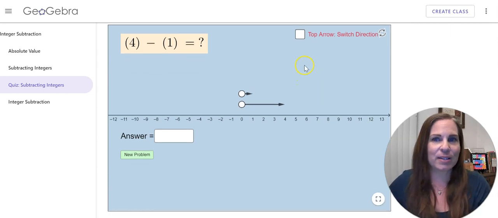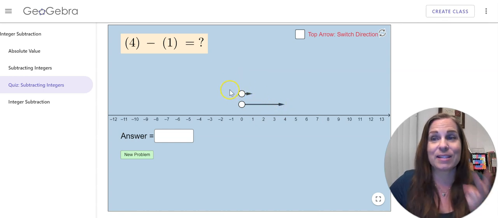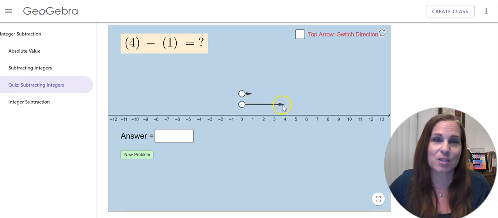It's sort of like a little quiz. So this is a pretty easy one to start off with, 4 minus 1. The first arrow is already in place for you. You just have to place the second arrow. So if I know that the first arrow starts at 0 and goes to 4 because it's +4, I know that the second arrow has to start where the first one left off.